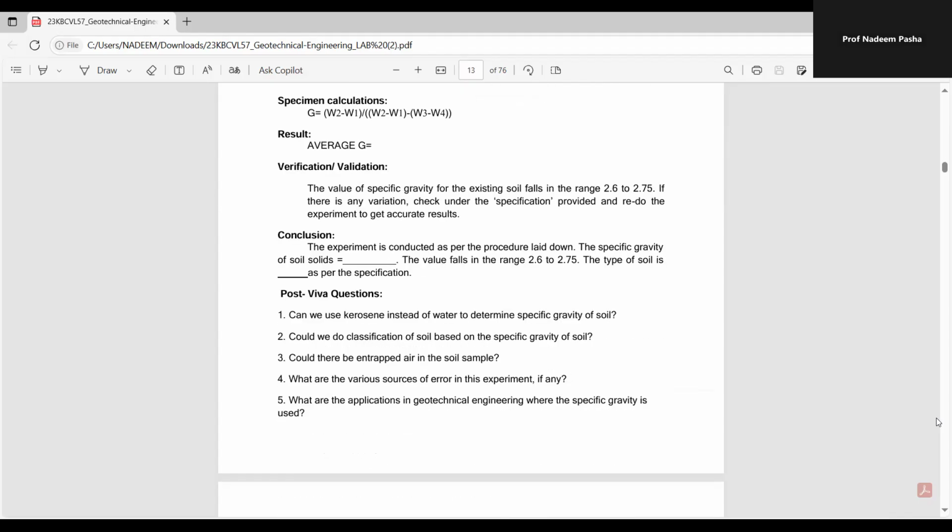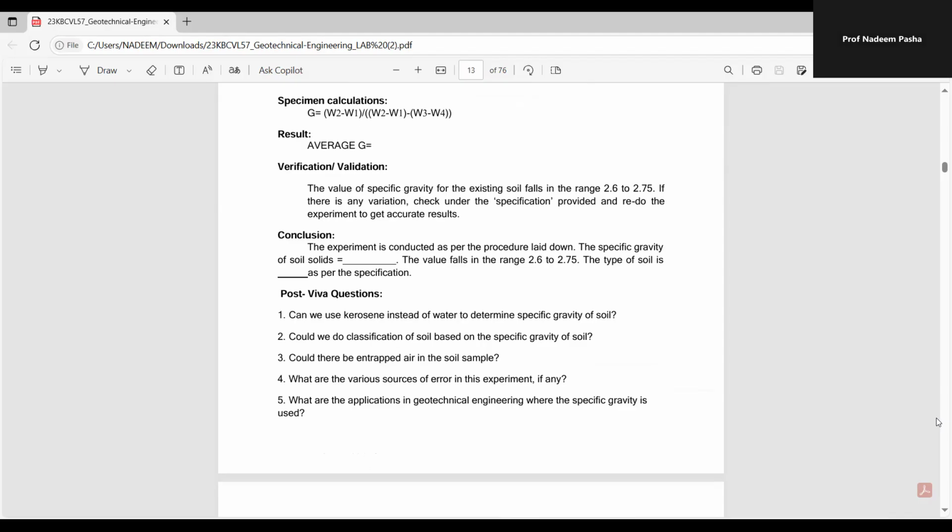So test results: average G is the value of specific gravity for the soil, which falls in the range of 2.6 to 2.75. If there is any variation, check under the specification provided for the experiment. So the conclusion is the experiment is conducted as per the specification. The values fall in the range of 2.6 to 2.7.